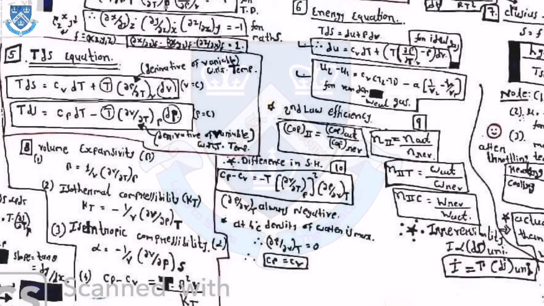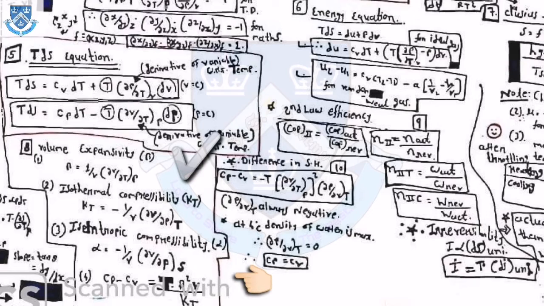After that, volume expansivity, which is equal to beta. Beta is equal to 1 upon V into del V upon del T at constant pressure. Second one is isothermal compressibility, KT. KT is equal to minus 1 upon V into del V upon del P at constant temperature.